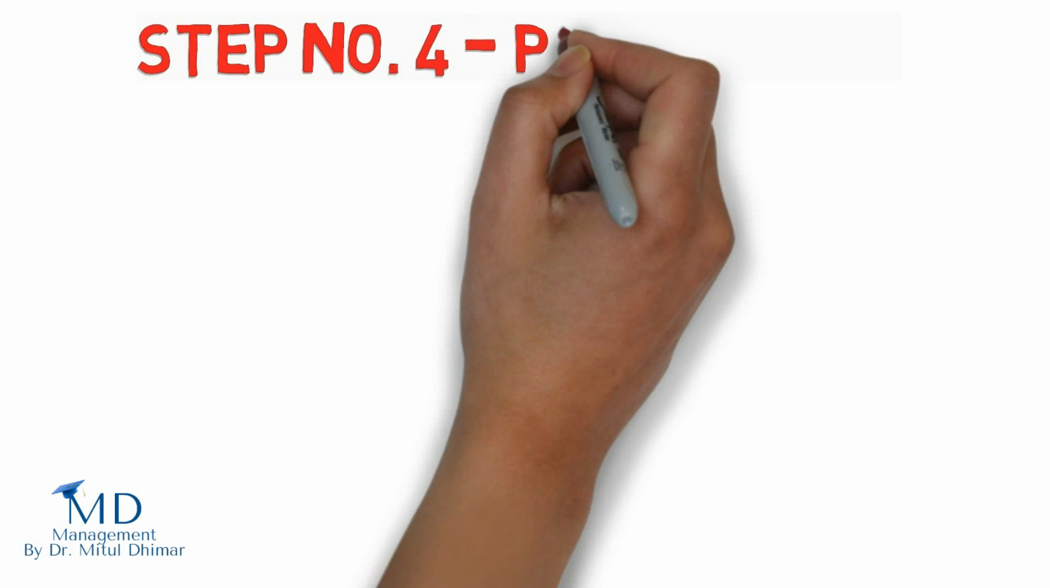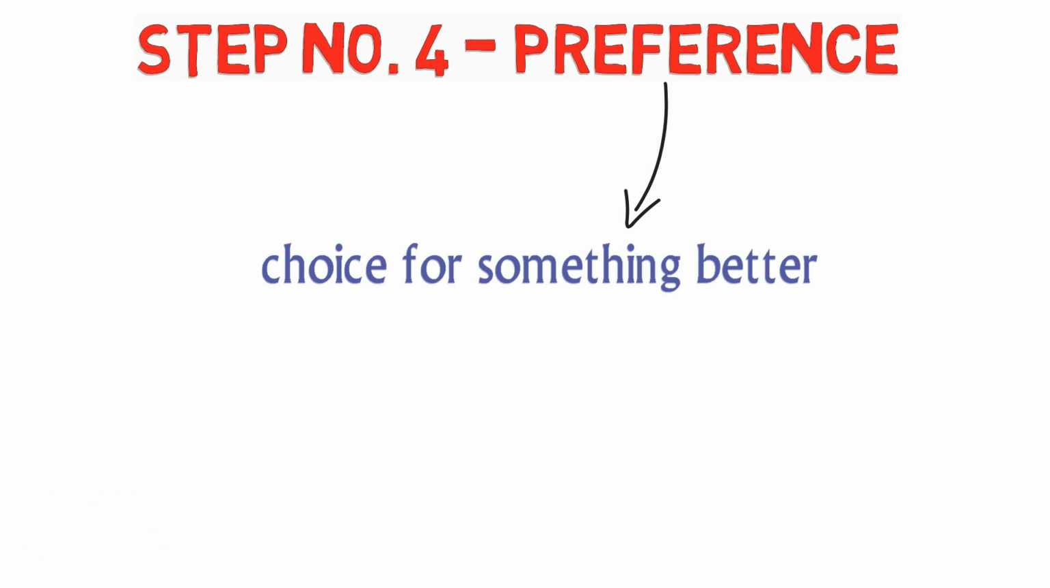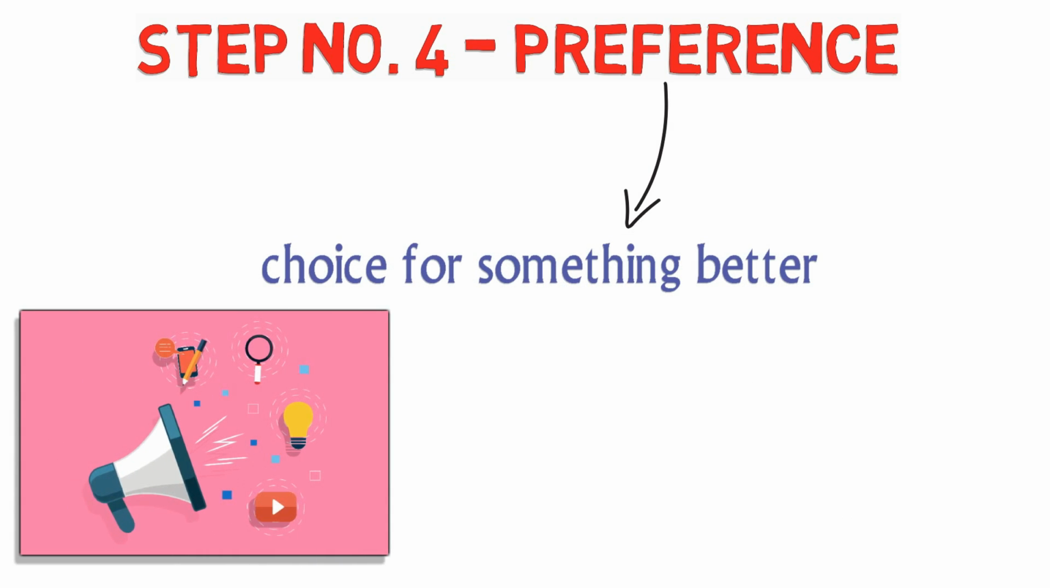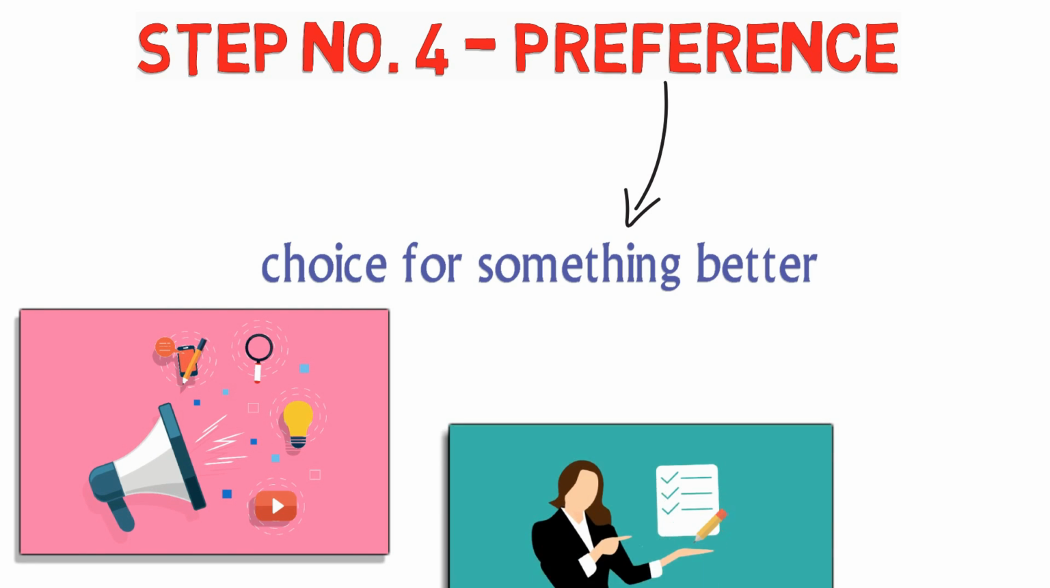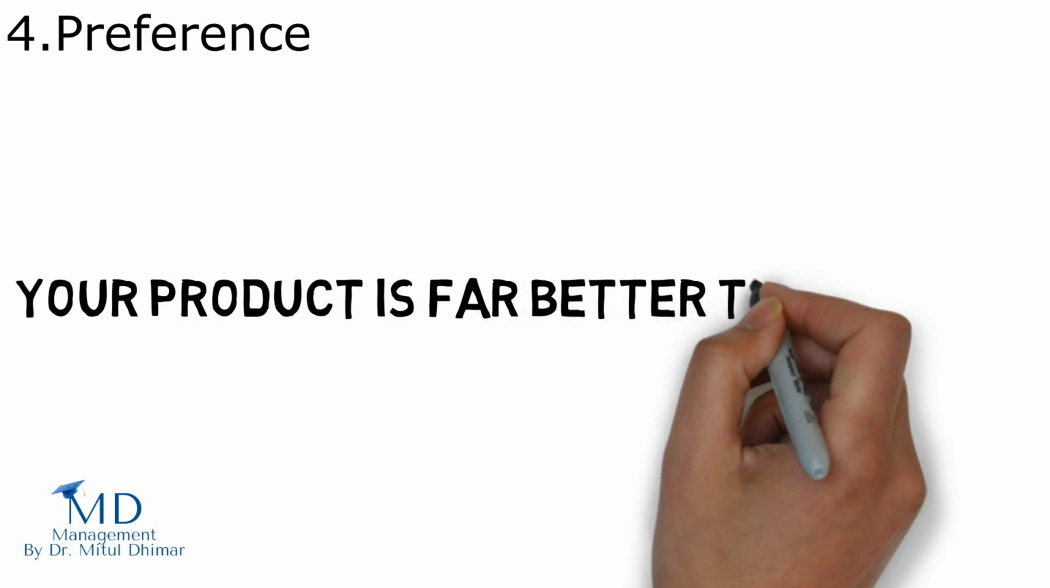Step number 4, preference. Preference is defined as your choice for something better. So in the case of marketing, you need to specify the points upon your product so that you can claim in which context your product is far better than others.